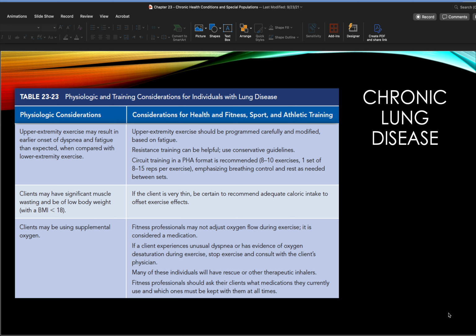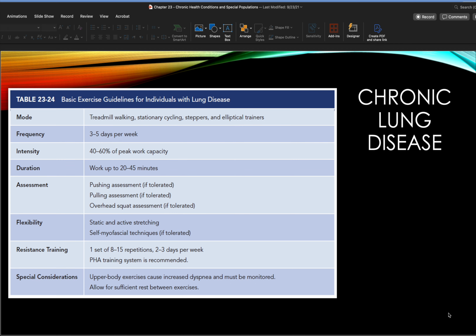And then certain individuals might come to you with supplemental oxygen, which changes the game. Certain people might have inhalers, which change the game. So there's a lot of factors that come into play with that.